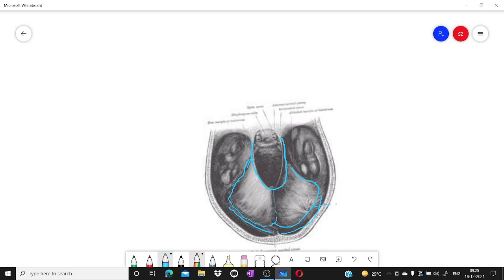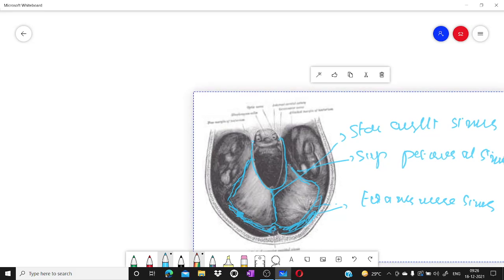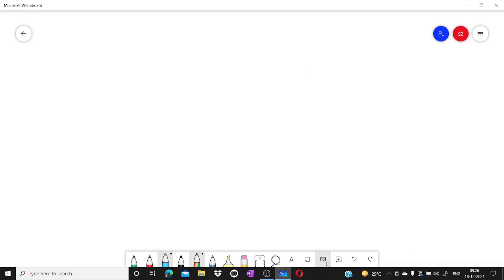And the sinuses which are related here: along the attachment to the transverse sulcus, we have the transverse sinus here. Along the line of attachment to the petrous temporal bone, on either side you have the superior petrosal sinus, and on the superior surface along the line of attachment to the falx cerebri, we have the straight sinus. Okay. Next picture.